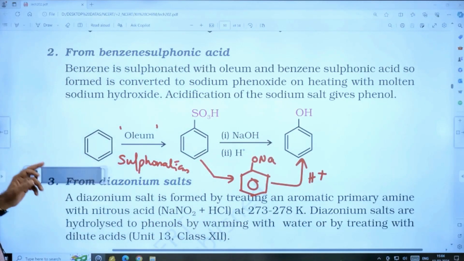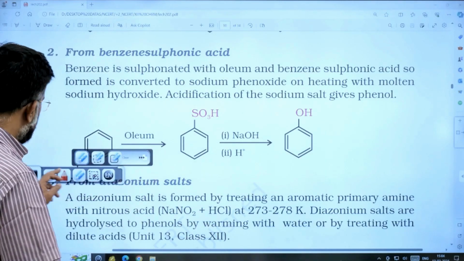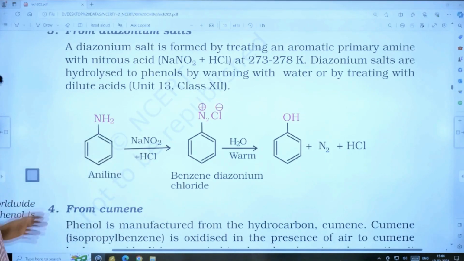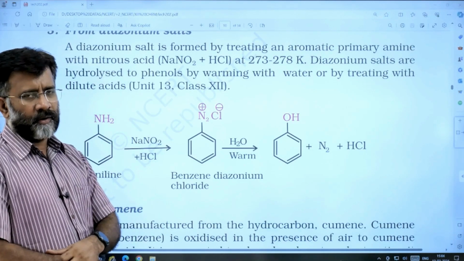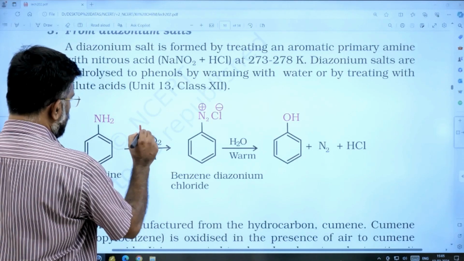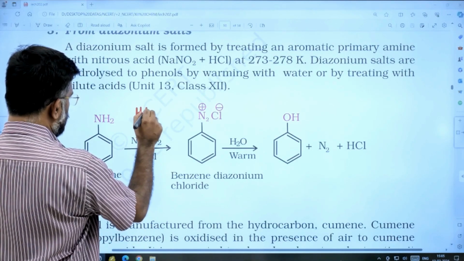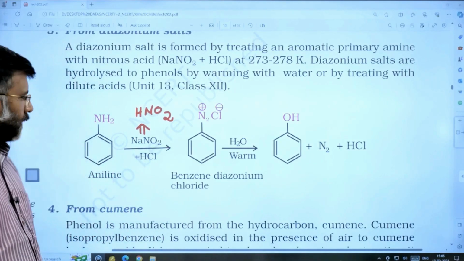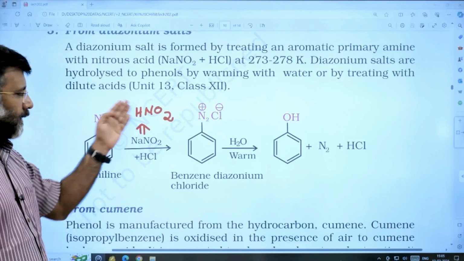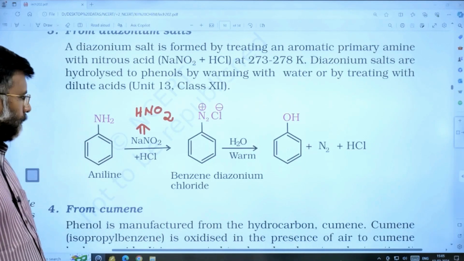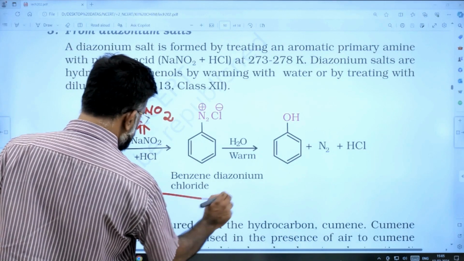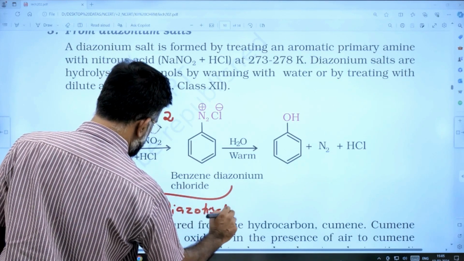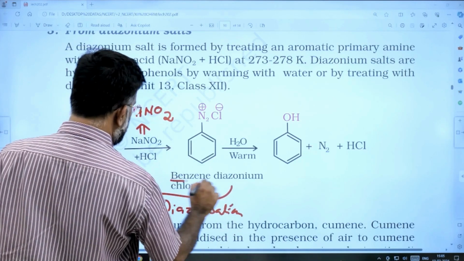Now the third one, from diazonium salt. Diazonium salt may be used for getting phenol. You see, aniline is treated with NaNO2 and HCl, which is the diazotization process using nitrous acid. NaNO2 with HCl produces HNO2 in situ, and the process is called diazotization, and you get benzene diazonium chloride.